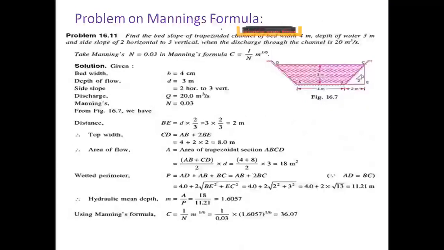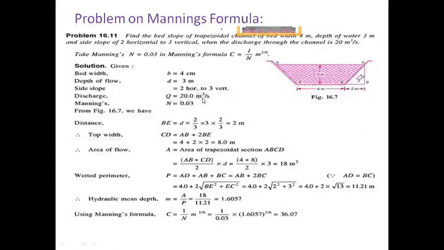Next, the trapezoidal channel. For the trapezoidal channel, we find the bed slope of the channel by using Manning's formula, whereas in previous problems we used Chezy's constant to find the discharge for the V-shaped and other channels. Here the bed width of the channel is 4 meters, the depth of the channel is 3 meters, and the side slope is 2 horizontal to 3 vertical, that is 2 by 3.